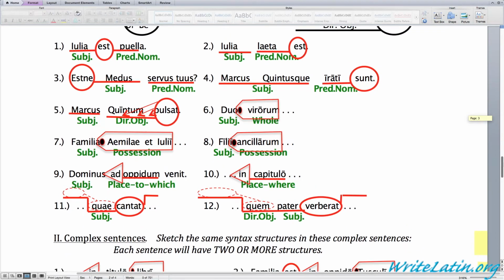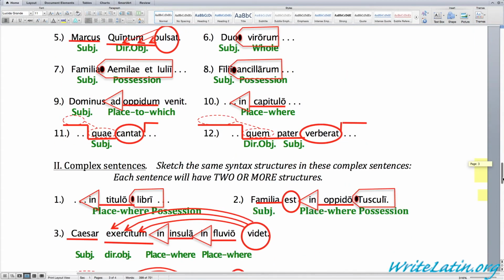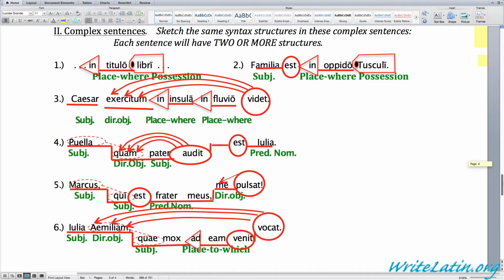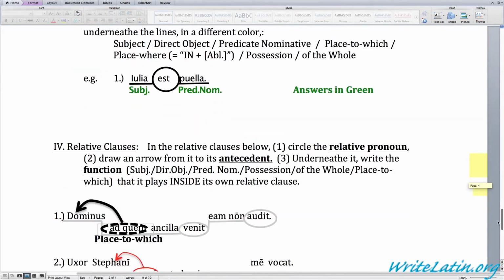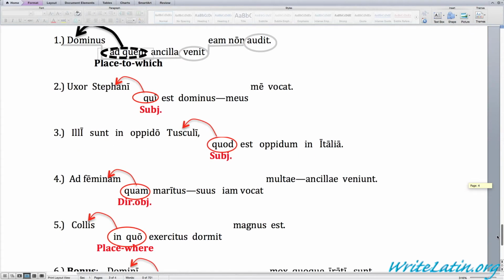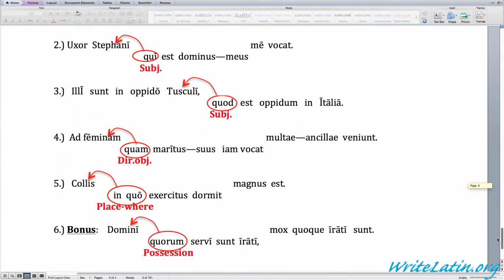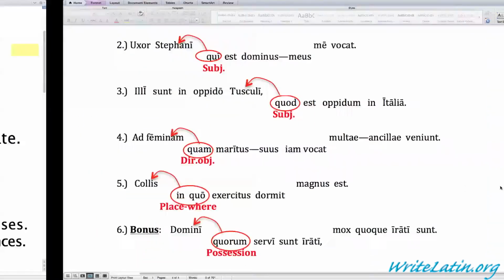Here are the answers for part 1 and part 3, because I have all the functions put in green underneath. Here are the answers for part 2 and 3. Notice in something like 6 here, we've got a fastball with a relative clause inside of it, and then a prepositional phrase inside of that. Isn't that fun? And then as far as marking the 2 jobs of every relative pronoun, here are the answers to those. So hopefully you've got a lot of practice of this.